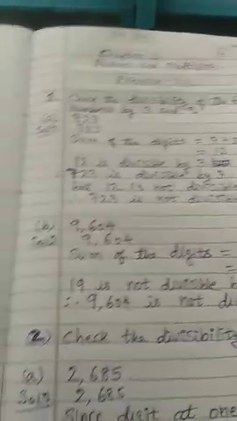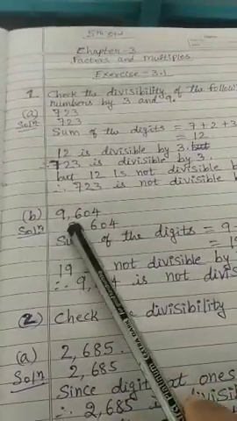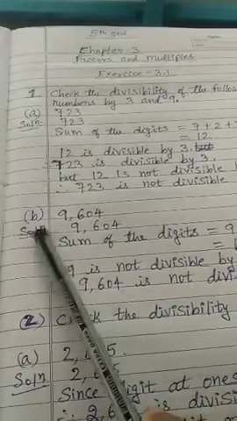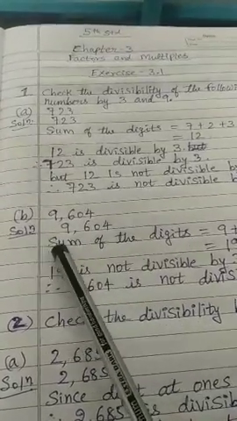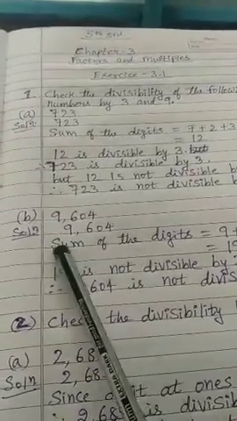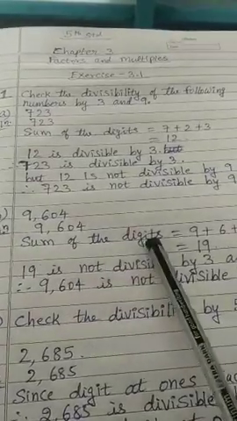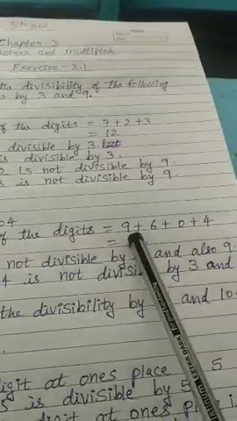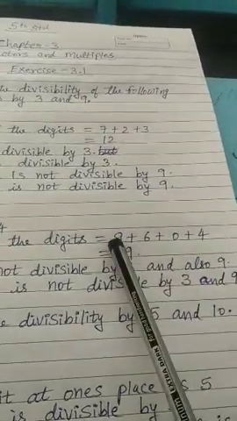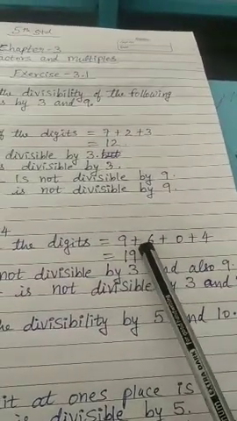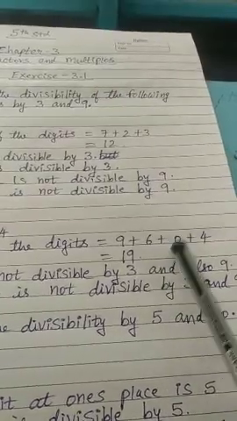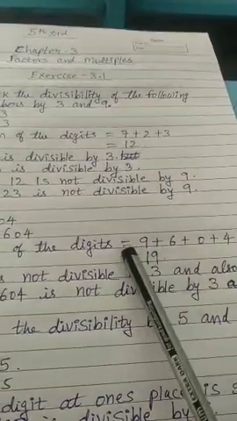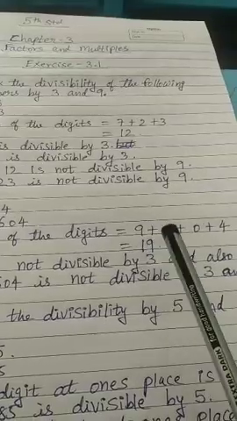This is how you have to check. B question, 9604. Solution: write the given number 9604 and write this statement, sum of the digits. You should add 9 plus 6 plus 0 plus 4. Add 9 plus 6, 15. 15 plus 0, again 15. 15 plus 4, 19. This 19 is not divisible by 3.